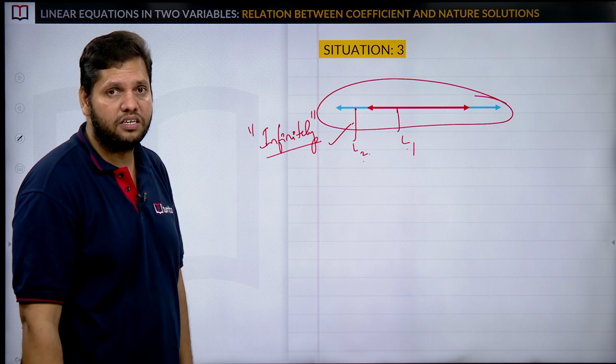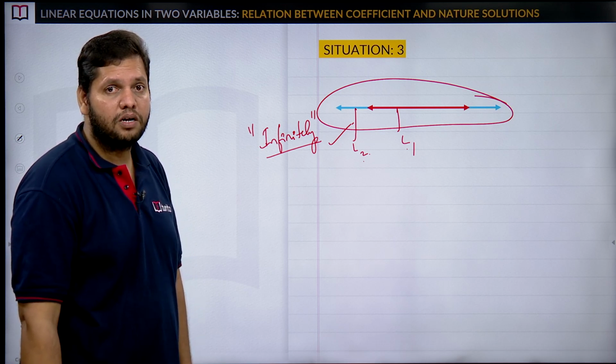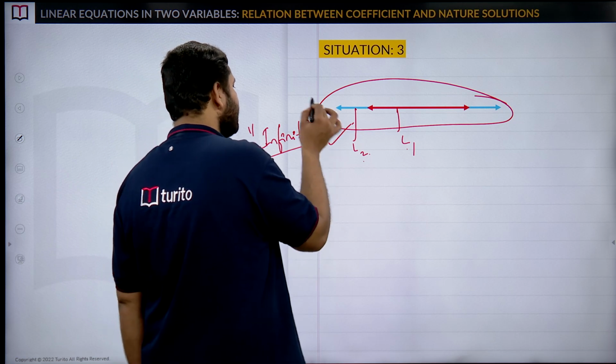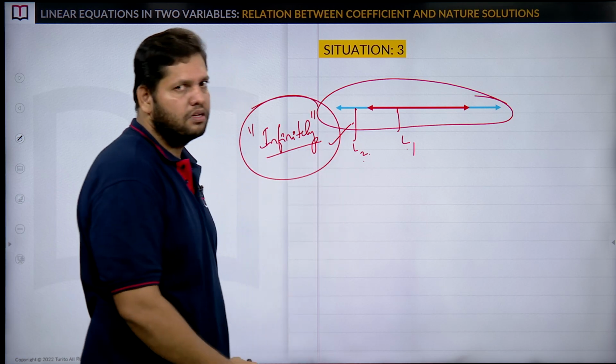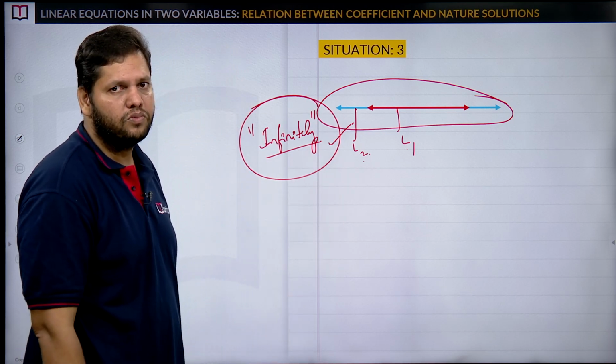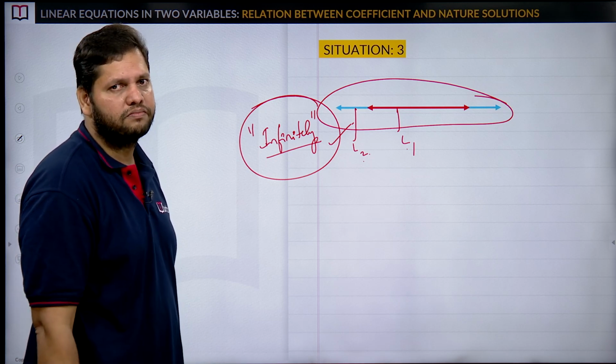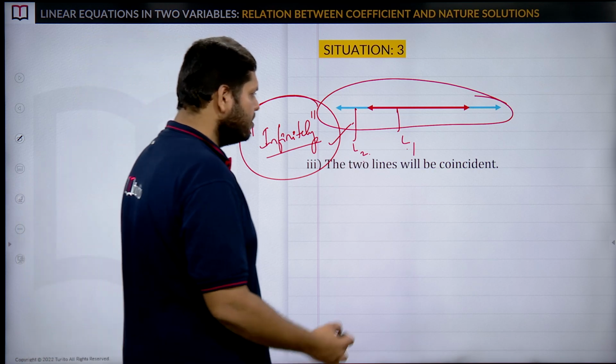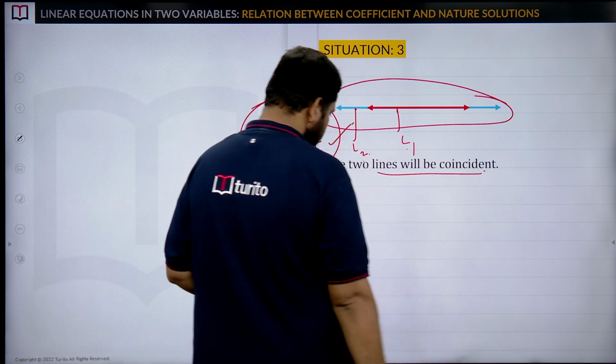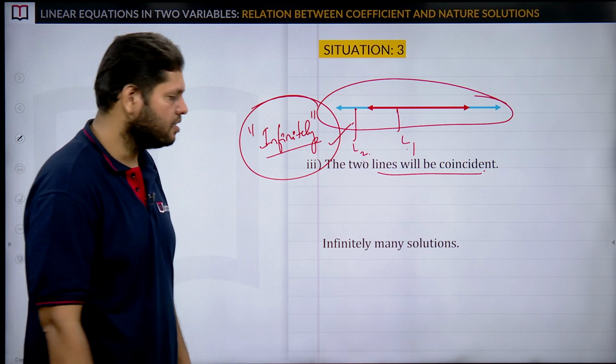If the two lines coincide, we can say the number of solutions are what? Infinitely many solutions. Okay, children? See, the two lines will coincide. In this case, we have infinitely many solutions. So that is the answer, children.